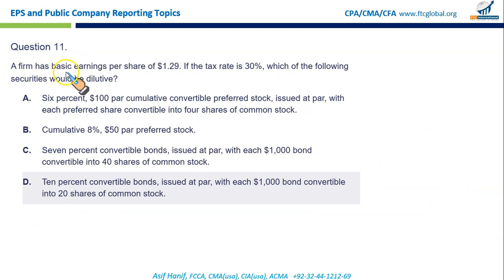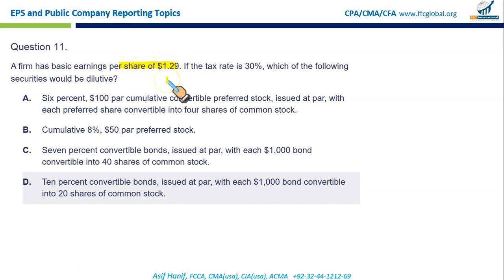A firm has basic earning per share of $1.29. If the tax rate is 30%, which of the following securities would be dilutive? 6% 100 par cumulative convertible preferred stock issued at par, with each preferred share convertible into 4 shares of common stock. First of all, a dilutive security, any of these will be, we'll see. It will produce an earning per share below basic earning per share. So our current earning per share basic is 1.29.